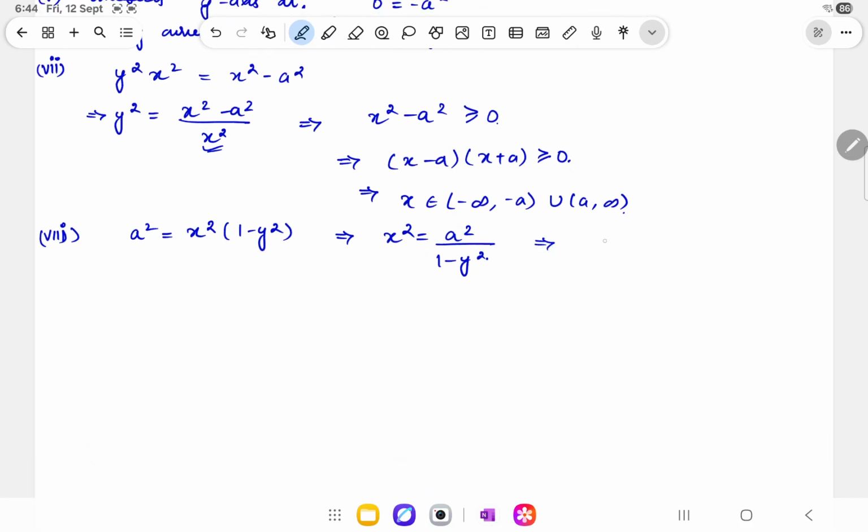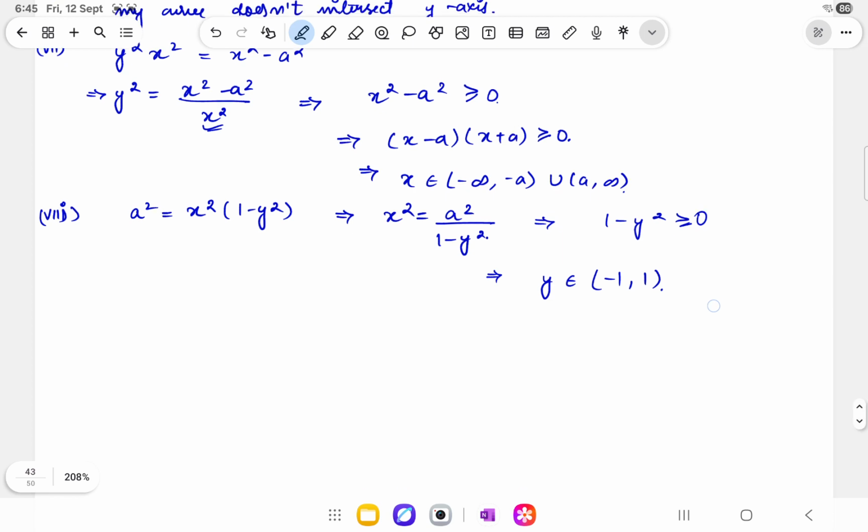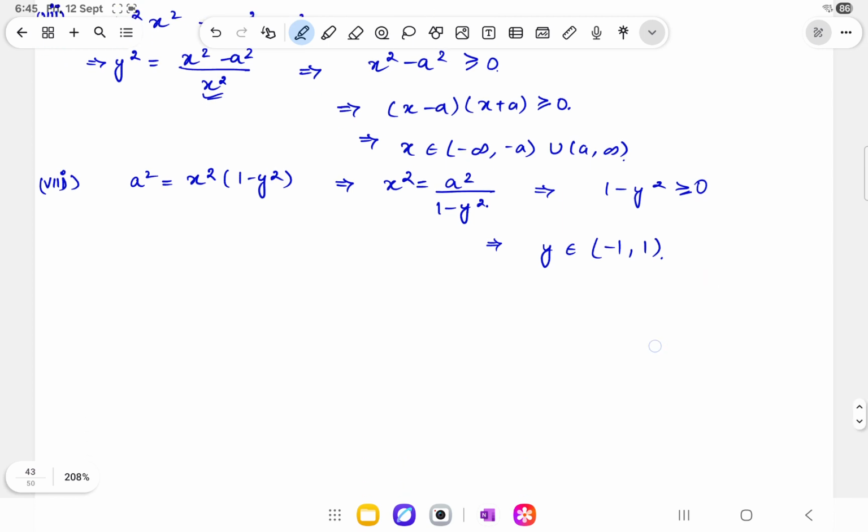So for that to be greater than 0, 1 minus y square should be greater than or equal to 0, because we can ignore 0 also, since y equals plus and minus 1 are acting as asymptotes only. So my y must lie in the open interval -1 to 1, because at y equals plus and minus 1 the curve has an asymptote and it approaches infinity. So in between is where my curve lies.